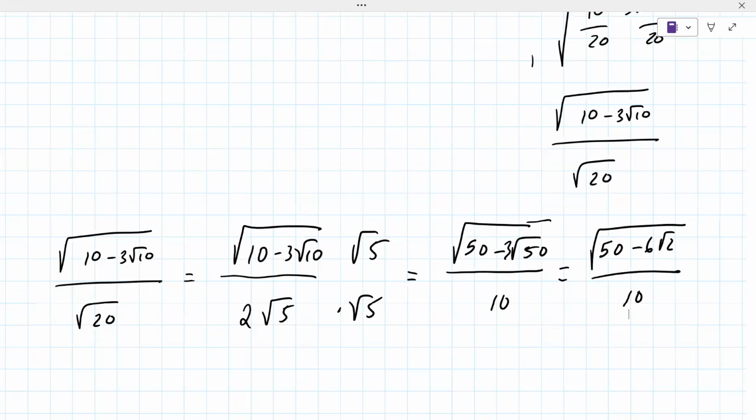So it becomes a lot more about simplifying these awful radicals than anything else. Okay. All right, is that clear? Yeah. All right, fantastic.